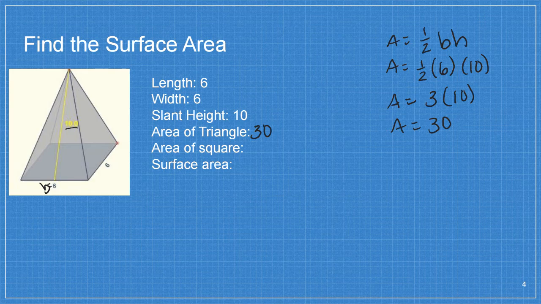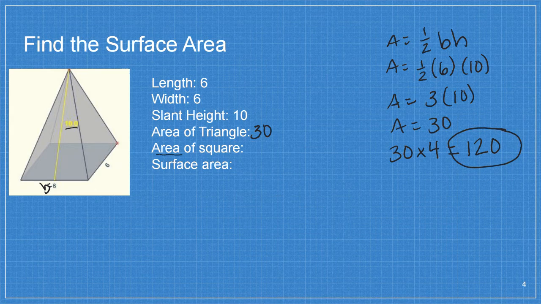Now, if I have a square base, how many different triangles are there? There are 4 different triangles. So to find the area of all 4 of my triangles, I'm simply going to do 30 times 4, because there are 4 triangles. And 30 times 4 equals 120. So the area of all of my triangles put together is 120.